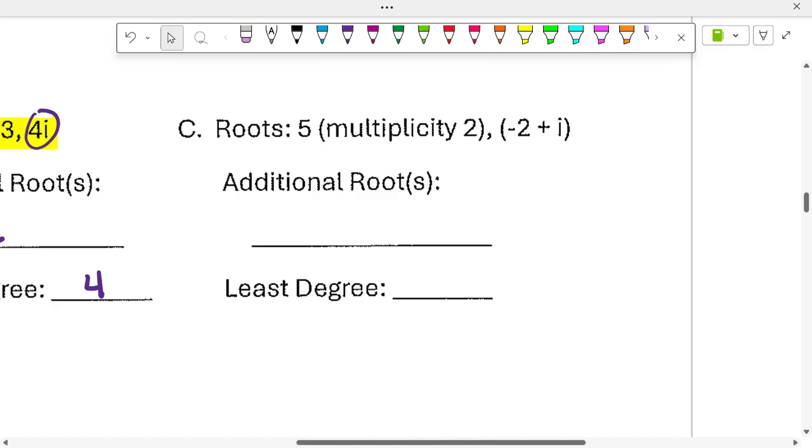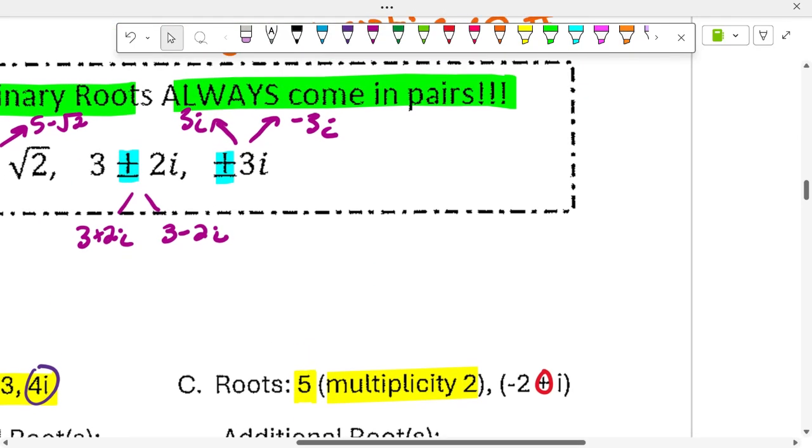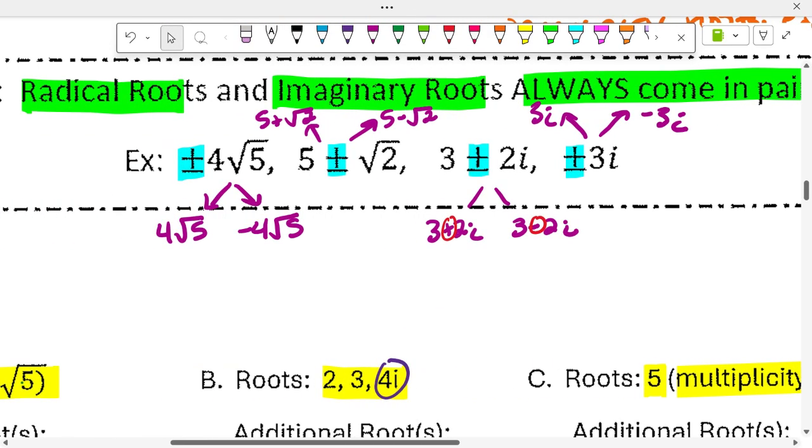What about C? So I have 5 with the multiplicity of 2. Be careful about that part. And then negative 2 plus i. Not negative 2 plus i. It's always the sign in front of the imaginary or radical that changes. So it's negative 2 minus i. So guys, the only sign that changes is the sign in front of the imaginary number or the radical. That's the only sign that changes.